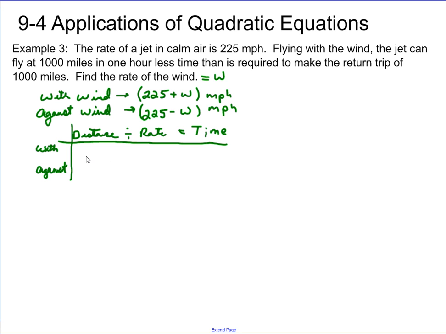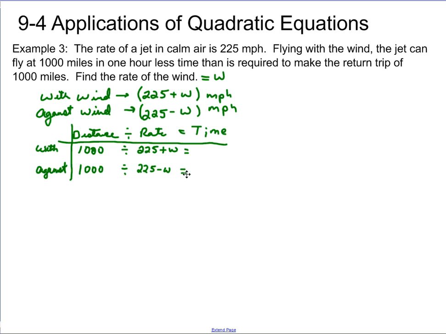So what could we say? Well, the distance for both of them is 1,000 miles. We've been told that flying 1,000 miles in 1 hour less time is required to make the return trip of 1,000 miles. So we're saying the trip to and the trip back is exactly 1,000 miles. What about our rates? Well, we already have established what the rates are. We know that the plane will be going 225 plus W miles per hour when he's flying with the wind, and 225 minus W miles per hour when traveling against the wind.